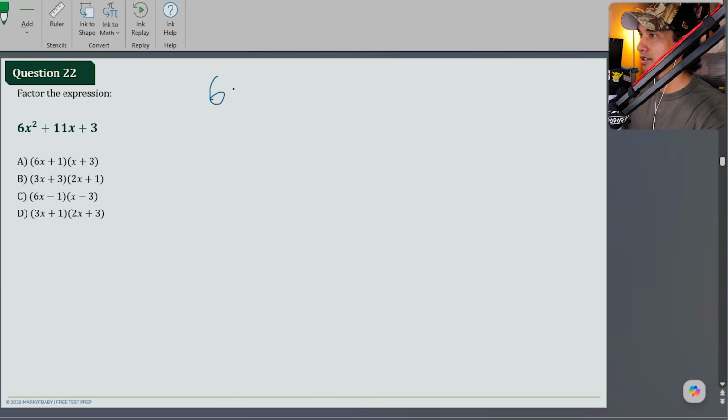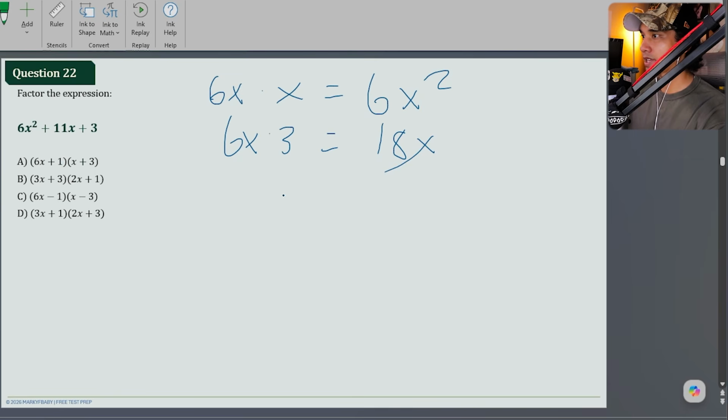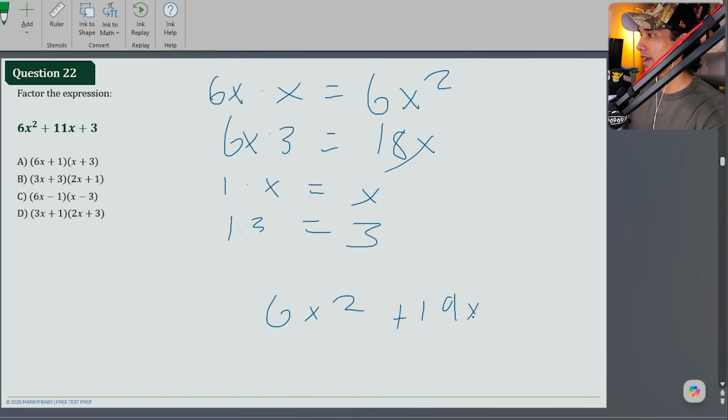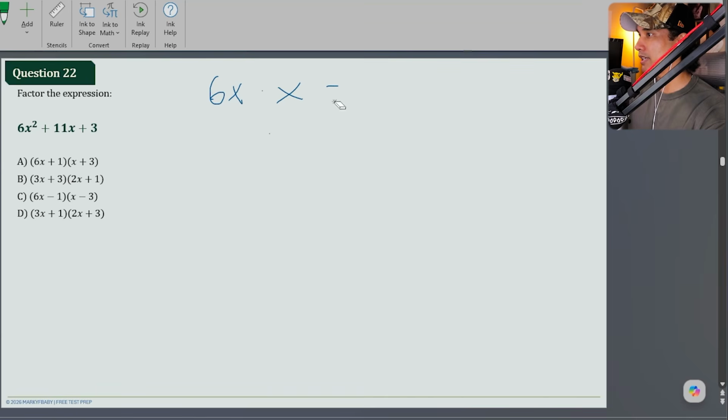So 6x times x equals 6x squared. Great, okay? 6x times 3 equals 18x. And then 1 times x equals x. And then 1 times 3 equals 3. This is all going to give me 6x squared plus 19x and then plus 3. And that does not equal our expression here. So A is incorrect. Let's go ahead and go on to B.